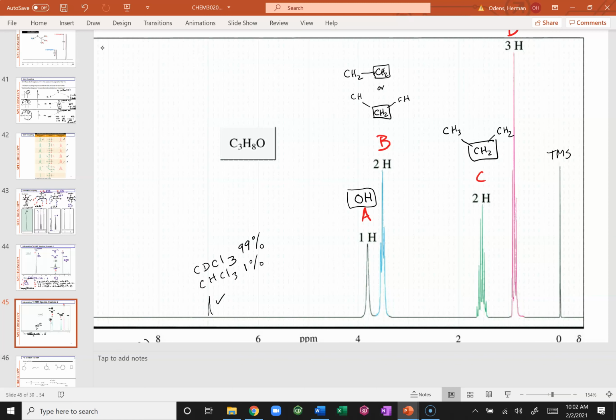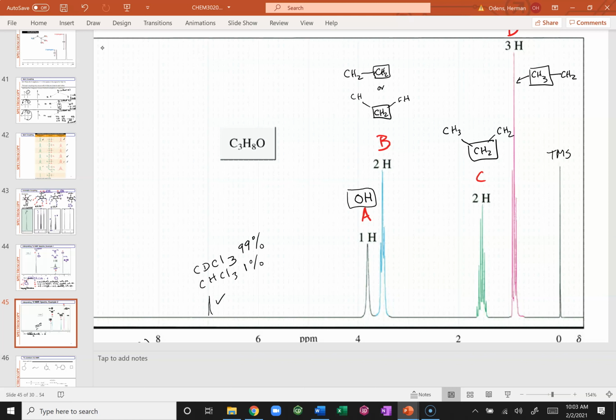All right. And then, finally, I have a triplet that integrates for 3. So this must be a CH3 that attached to what? How many neighbors will that have? 2, attached to the CH2 with confidence. Yes. All right. So I think we have this.